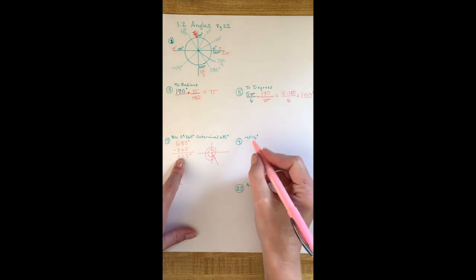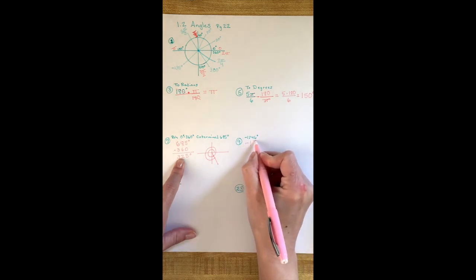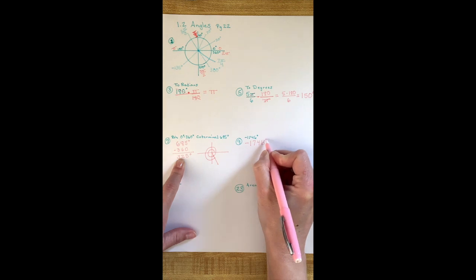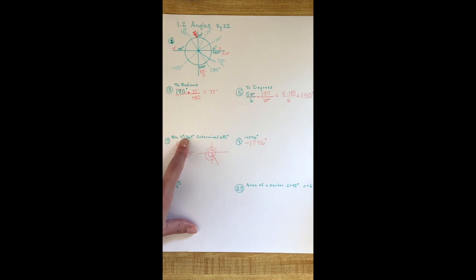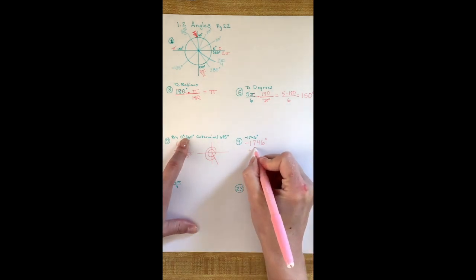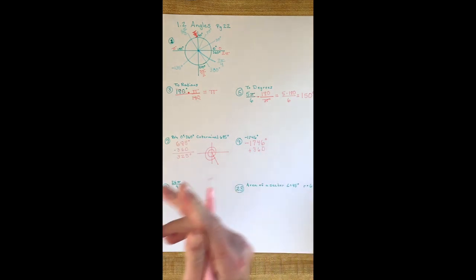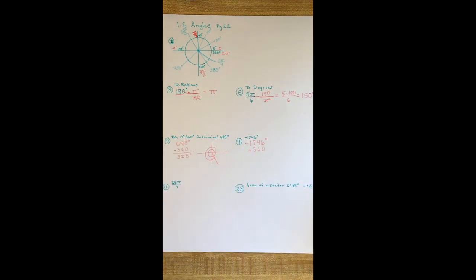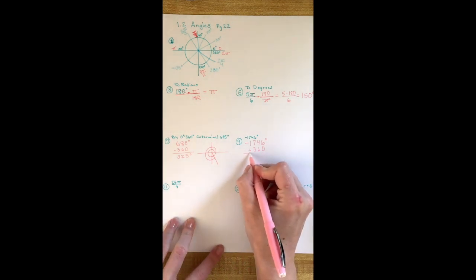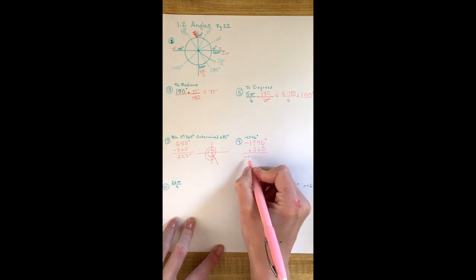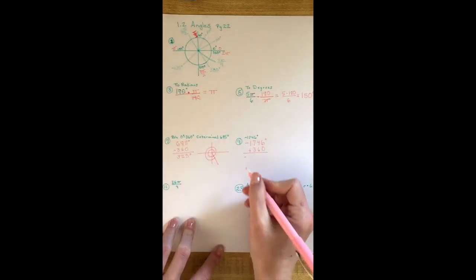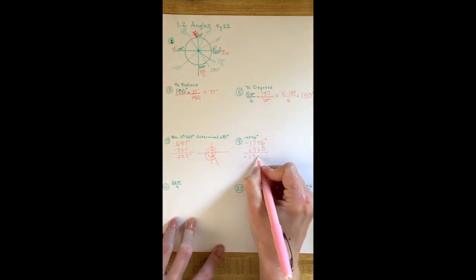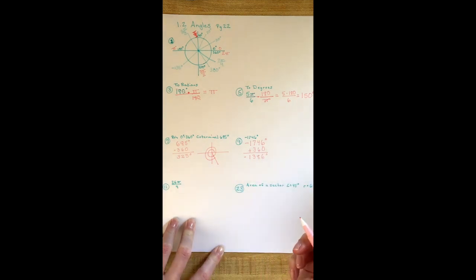The next one is negative 1,746 degrees. So since this is negative and I still want my answer to be between 0 and 360, I have to add 360 over and over again until I get something that falls within that range. So if I add it one time, I'm at negative 1386. So I'm not there yet.